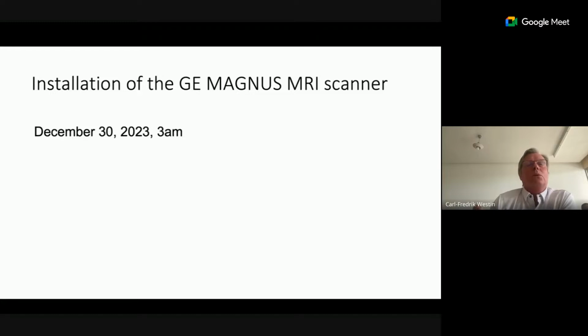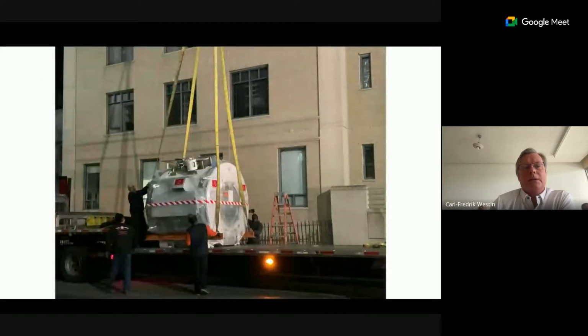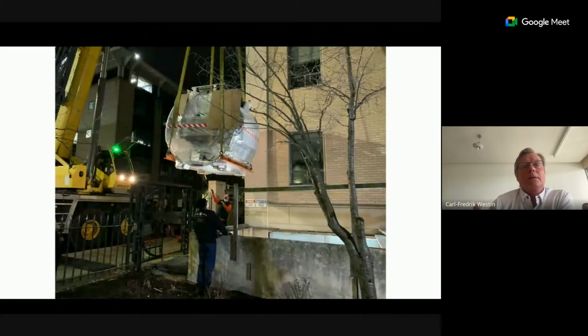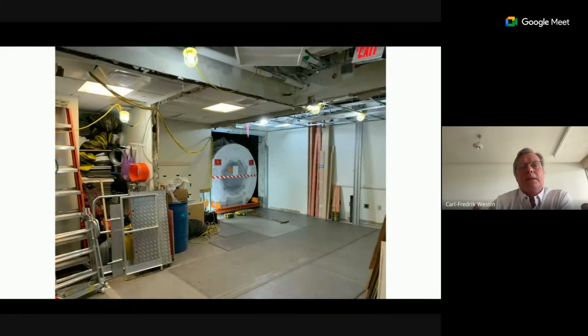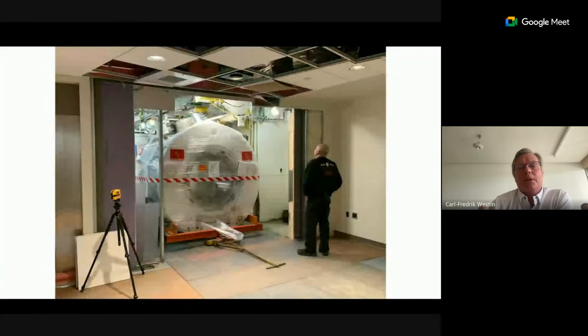We got our system installed actually this December. It was in the middle of the night. This is outside the Brigham and Women's Hospital in Boston, and it was interesting to see how they managed to move this very, very heavy magnet into this small hole in the wall that they opened, and they had small wheels that they were kind of pushing it through here. So I was very impressed by how they could move this heavy magnet.